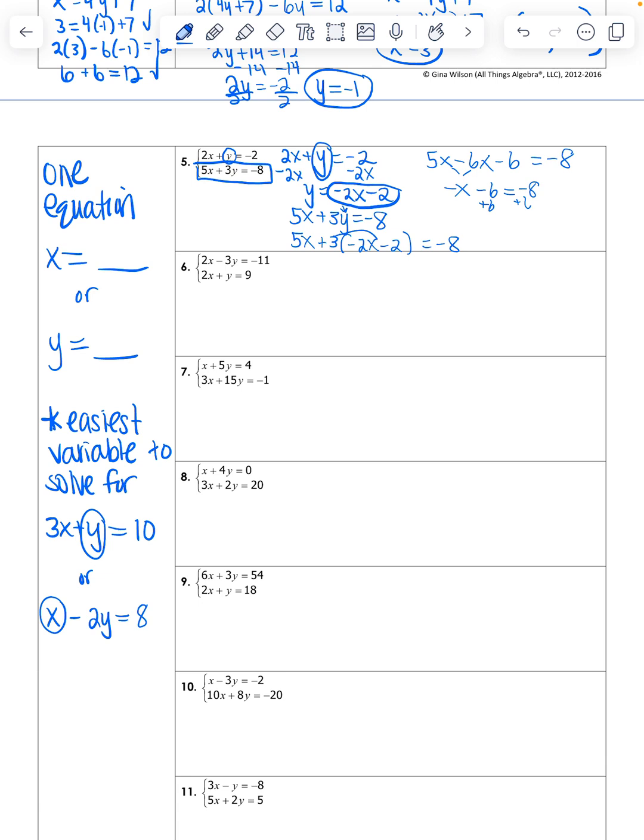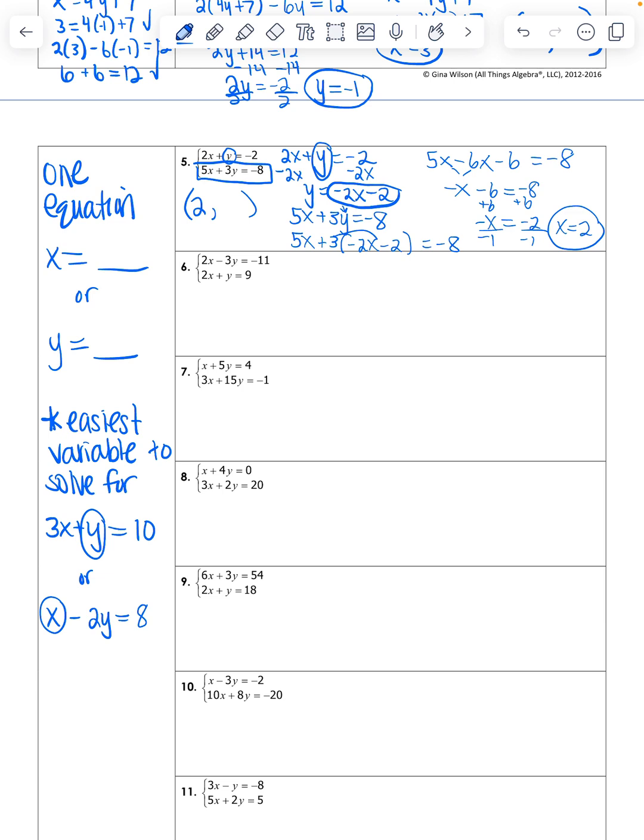This is going to be -1x. And then solve it out. Add 6 to both sides. I get -x equals -2. Divide by -1, and I get x equals 2. So we definitely know that these two lines intersect at (2, comma. Now we have to figure out y.